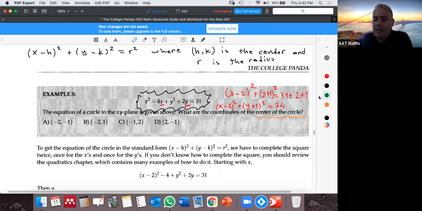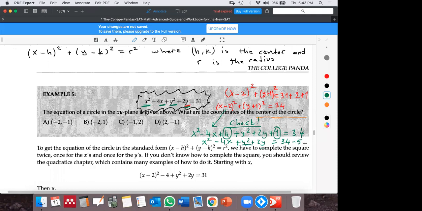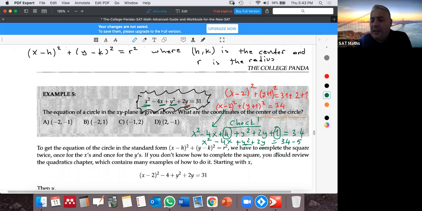To be sure, let's check it. Is there any mistake or not? How can I check it? Expand these parentheses. You know how to open this. x squared minus 4x plus 4. To open this, y squared plus 2y plus 1 is equal to 34. So x squared minus 4x, y squared plus 2y, almost the same. Now I have the number 4, the number 1, 5. Take the 5 to the other side. It will be 4 plus 1, 5. Yes, 5. 34 minus 5. What is 34 minus 5? It is 29.